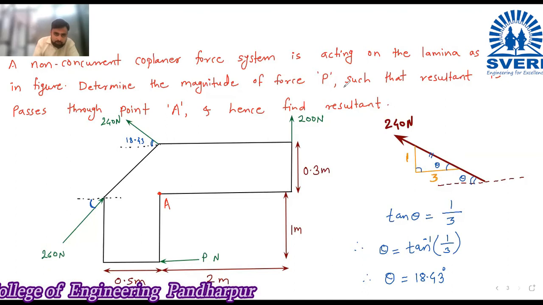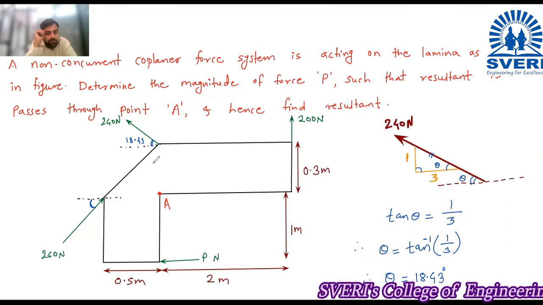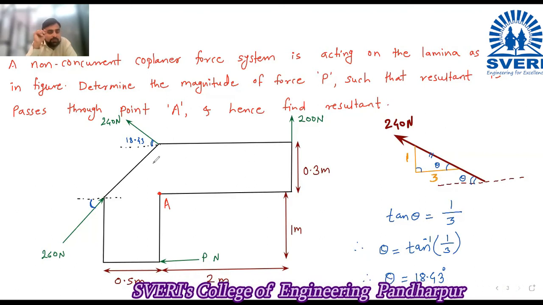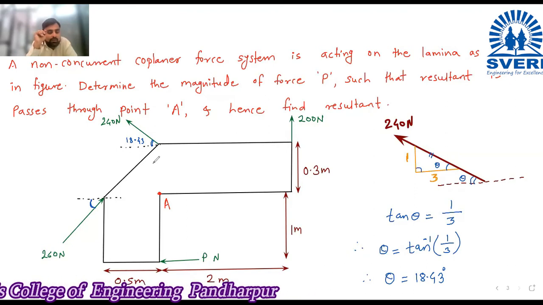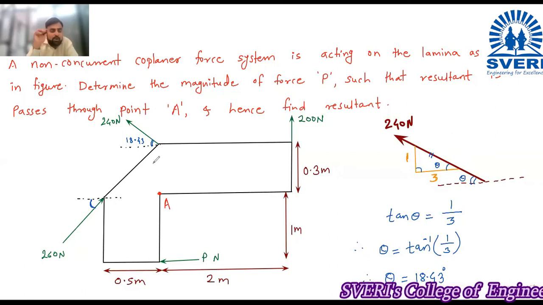Okay, so I will tell you how to calculate. No, it is not 18.43. You are telling the angle with vertical or with horizontal? 71.57. Okay. So now I will show you how to calculate the angle. You check whether you have done the same thing or not.